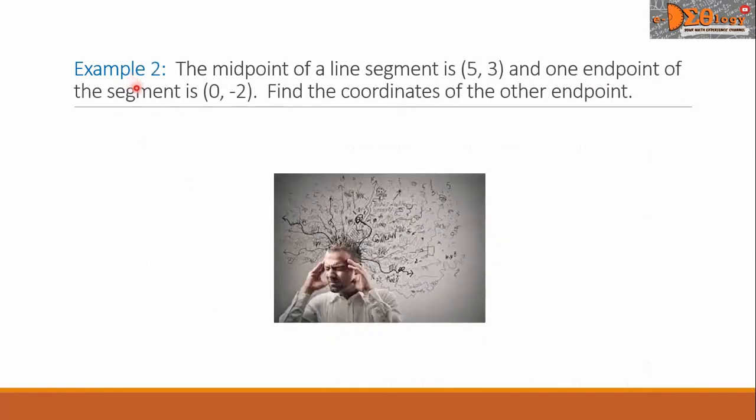Let us have example 2. The midpoint of a line segment is 5, 3, and one endpoint of the segment is 0, -2. Find the coordinates of the other endpoint.